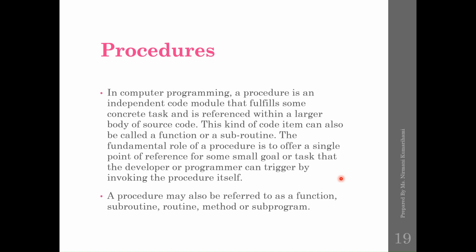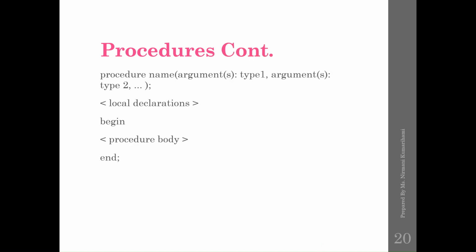The fundamental role of a procedure is to offer a single point of reference for some small goal or task that the developer or programmer can trigger by invoking the procedure itself. A procedure may also be referred to as a function, subroutine, routine, method, or subprogram. Here is a simple example of a procedure. We're going to talk about procedures in another video.